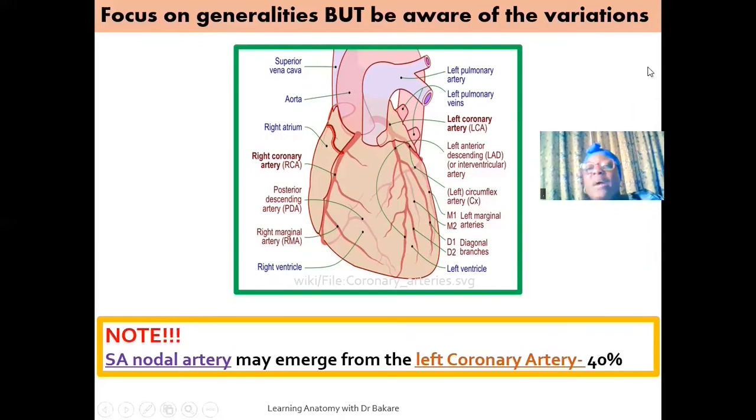but we should also be aware of the variation, just as we've stated in the SA nodal artery, is that its emergence from the right coronary artery is not in 100% of population. It is only seen in 60%, while the remaining 40% will emerge from the left coronary artery. So this is the SA nodal artery that emerges from the right coronary artery. And this emergence is seen in just 60%. It's also good for us to know that in 40% of population, it could emerge from the left coronary artery.